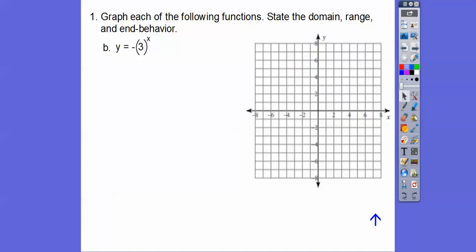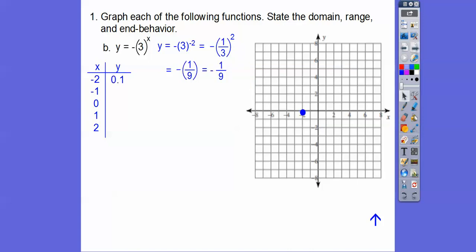Here's number B. Let's do -2, -1, 0, 1, and 2. So 3 to the -2 power is going to be 1 over 3 to the +2, which is 1/3 squared. Don't forget that the negative is not being included with this exponent. So 1 squared is 1, 3 squared is 9, so we get 1/9, and don't forget it's -1/9, so it's going to be about -0.1.